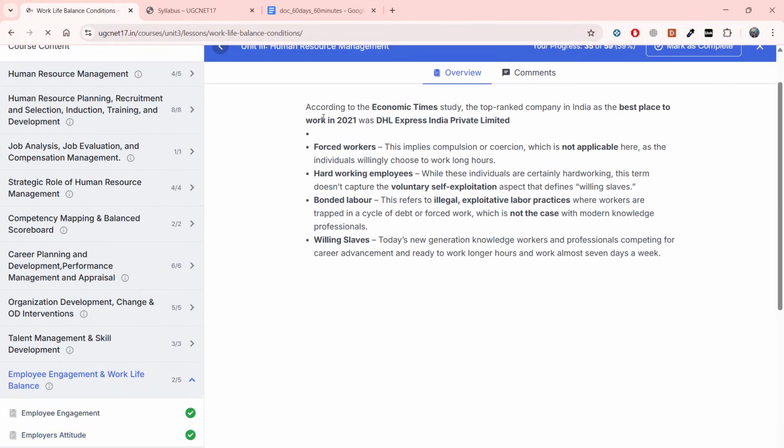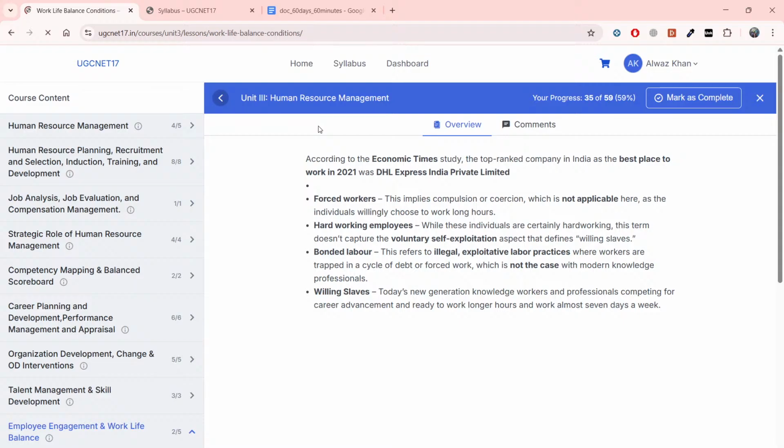Okay, we'll see this one also. According to an Economic Times study, the top ranked company in India as the best place to work in 2021 was DHL Express Private India Limited. Forced workers means compulsion or coercion, which is not applicable here, as the individuals willingly choose to work long hours. Hardworking workers, while these individuals are certainly hardworking, this term doesn't capture the self-exploitation aspect.